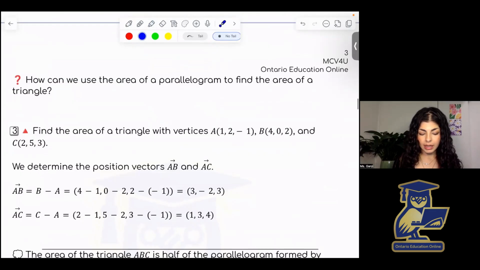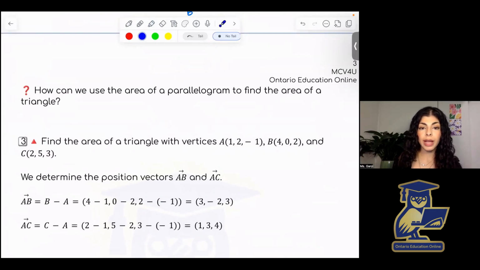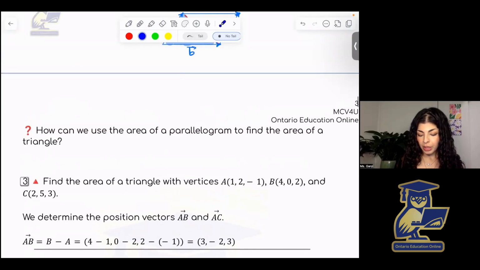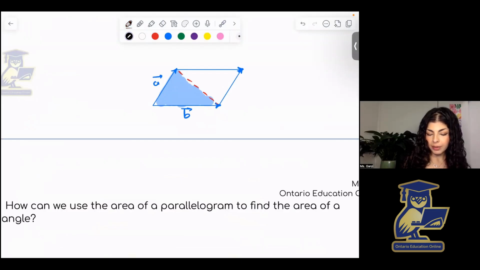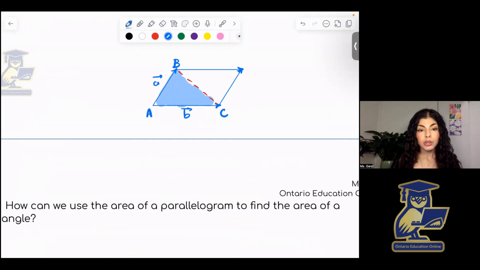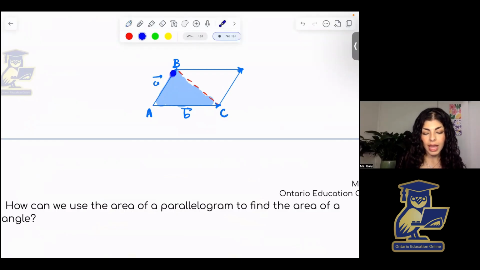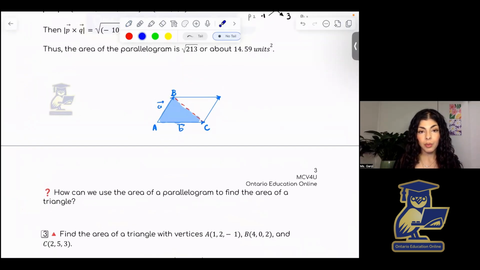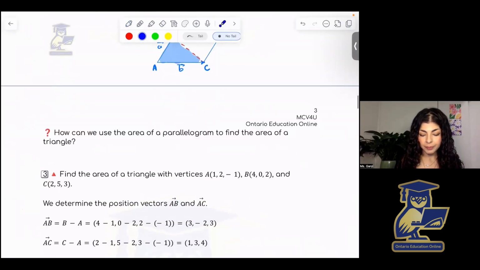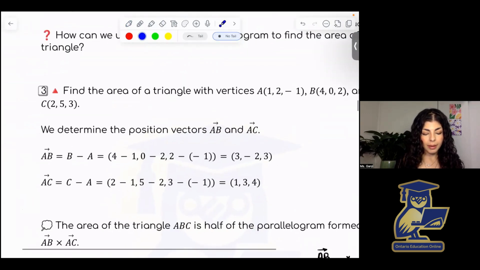Now we're going to see another example for that triangle, but instead of being given the vectors, you're given the 3 points of the triangle. So here we would have points A, B, and C. So essentially, we have to find vector AB, and we have to find vector AC, and then we can find the area of the parallelogram that way. So starting with vector AB, this is just going to be point B minus A.